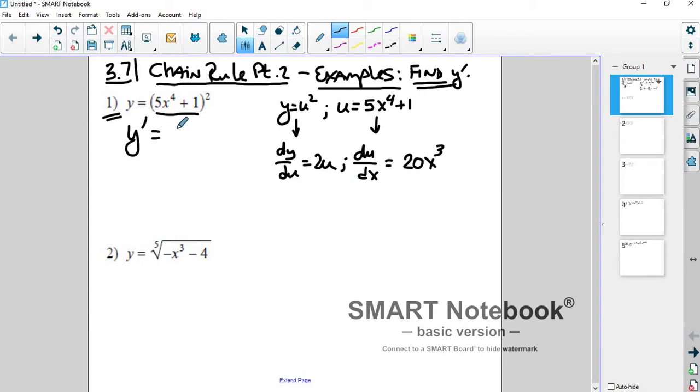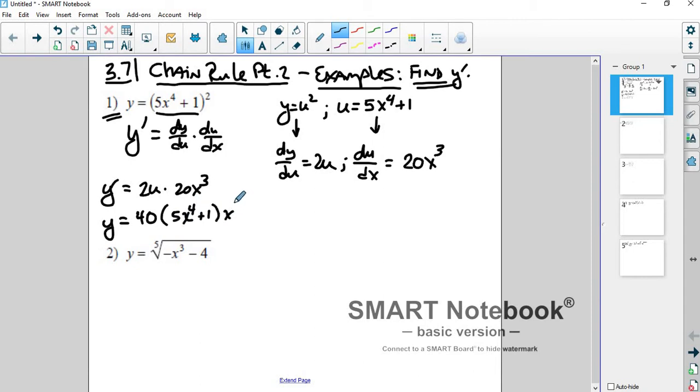And so if we want to find y prime, we just want to multiply these together: dy/du times du/dx. Remember, y prime is another way to write dy/dx. And so y prime then is equal to 2u times 20x cubed. And of course, we don't want to leave it with a u in there. So we have 2 times 20, which is 40, times (5x^4 + 1) times x cubed, and that's y prime.